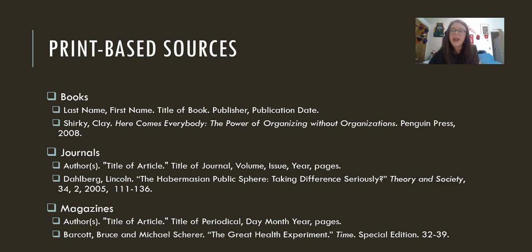So let's first look at how we compose citations for print-based sources. Now, with books, you'll notice that these are all fairly consistent. There are just little variations among different types of media. So with books, we've got last name, comma, first name, title of book, publisher, and publication date. So in our example here, we have Shirky, comma, Clay, and then we've italicized Here Comes Everybody: The Power of Organizing Without Organizations. Then we've also got the publisher, which would be Penguin Press, and then the publication date.